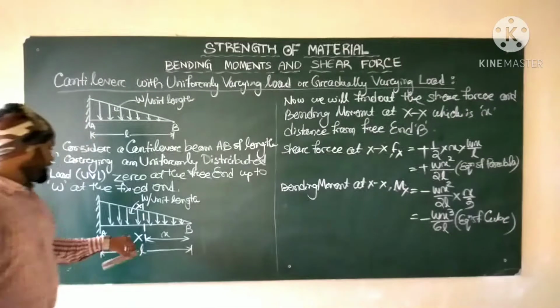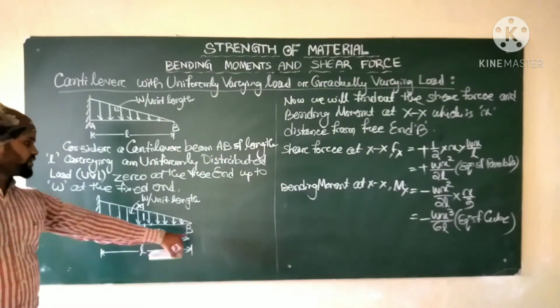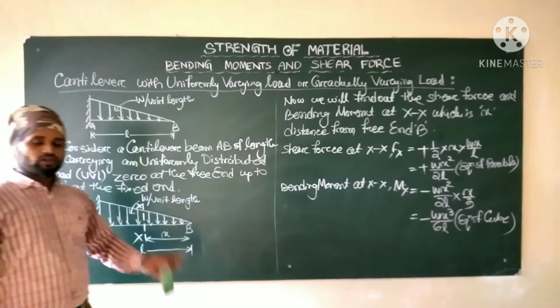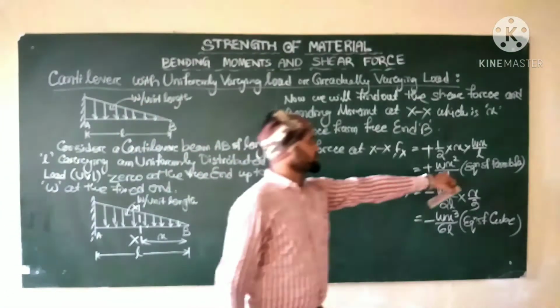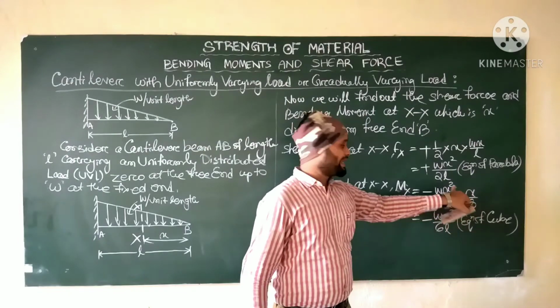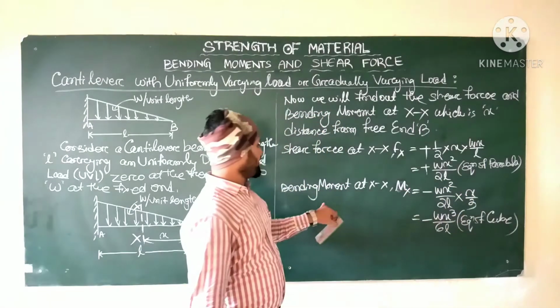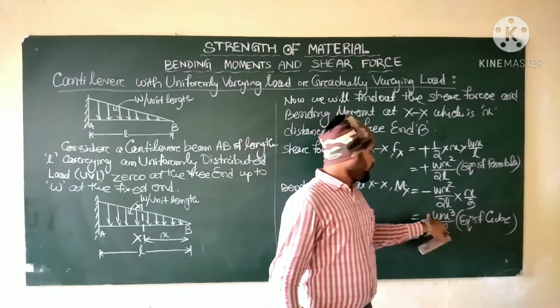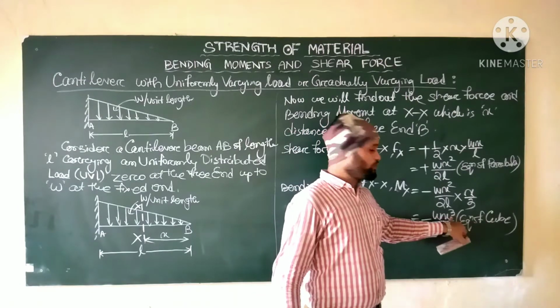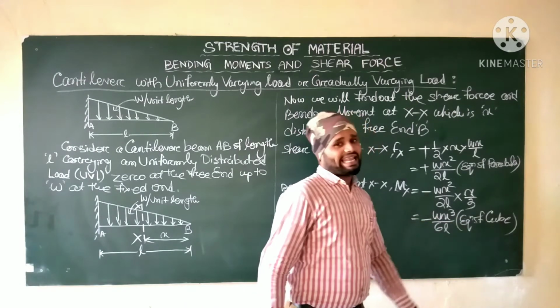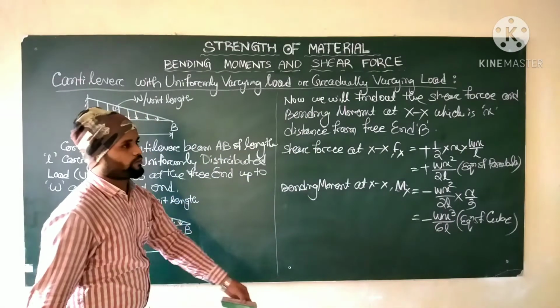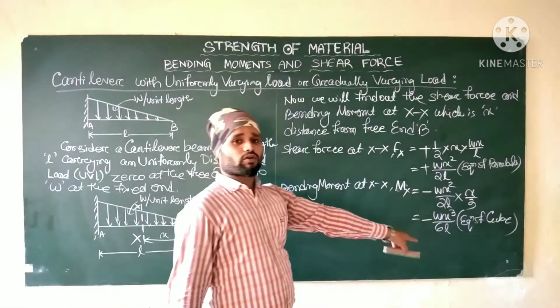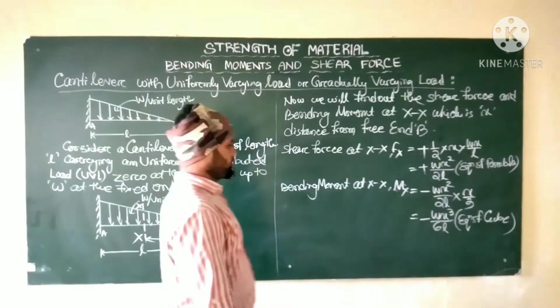So shear force at a distance small x from the free end is plus w into distance square divided by 2 into length of the beam, and bending moment at the same section XX is minus load into distance cube divided by 6 into length of the beam. So this is the formula. You have to remember this formula for doing several problems.